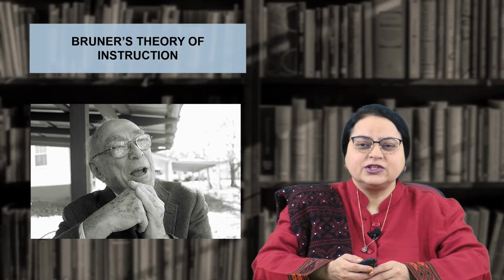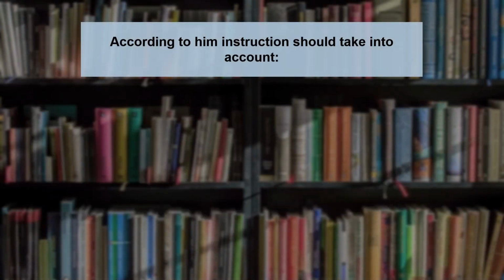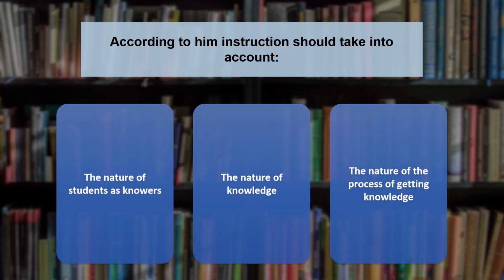In the previous sections, you have studied about Jean Piaget. Now we will discuss Jerome S. Bruner. Bruner defined learning as the process in which the learner receives the instruction and works independently without support of a teacher. According to Bruner, instruction should take into account the nature of students as knowers, the nature of knowledge, and the nature of the process of getting knowledge. According to Bruner, there are modes of representation.